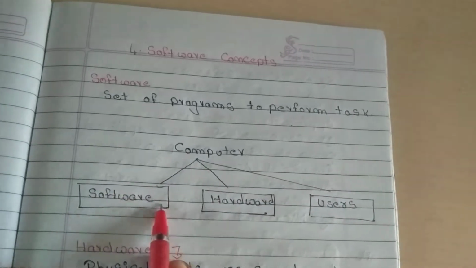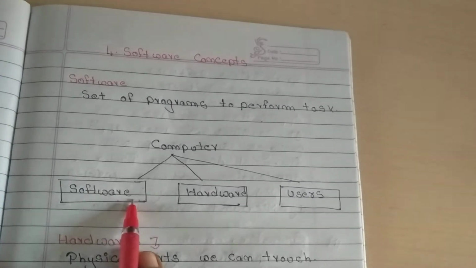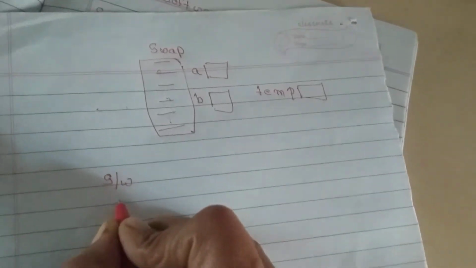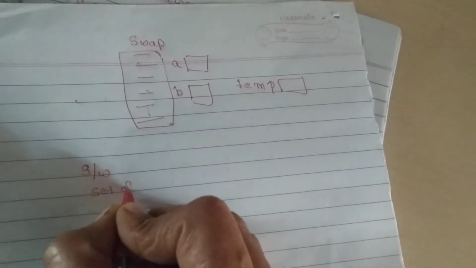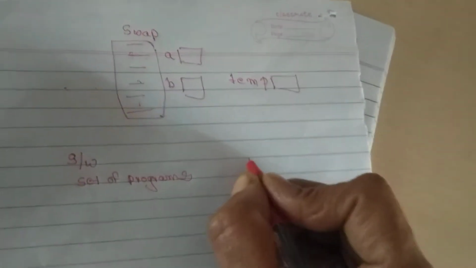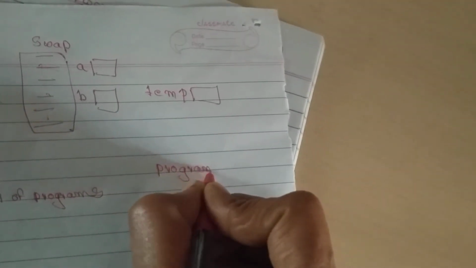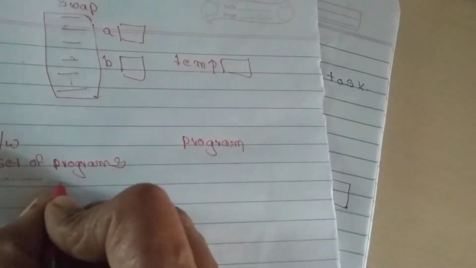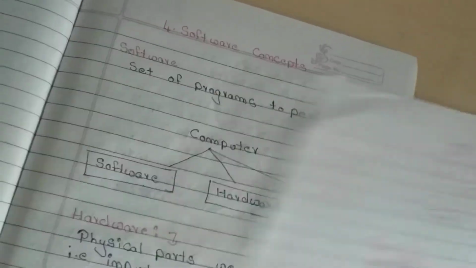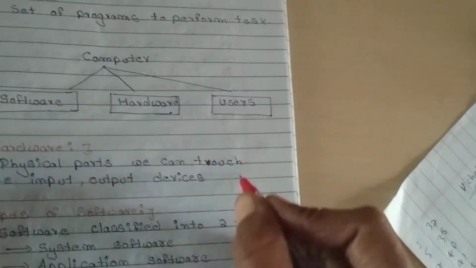A computer consists of software, hardware and users. Software means a set of programs. A program is a set of instructions. Don't be confused. Software means a set of programs. Program means a set of instructions. A set of instructions we call a program. So what is hardware? Hardware means the physical part that we can touch.